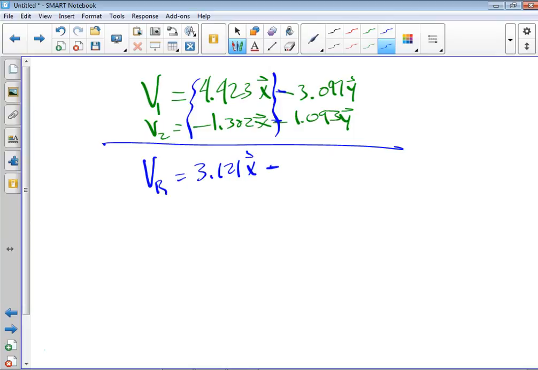plus a negative or minus, however you want to look at it, it's going to come out the same. But you don't want to do minus a negative in this case. 93, and you're going to get negative 4.19 is your y component.